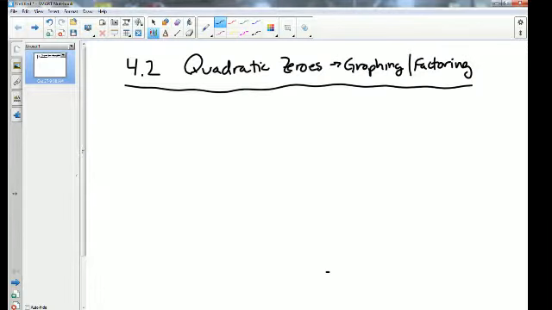So we studied general polynomials yesterday, right? We're going to now take a bite into specific polynomials. The next 3 days we'll be looking at quadratics. How do you find the zeros of a quadratic? Graphing, and then basic factoring, which we kind of already touched on in the warm-up.